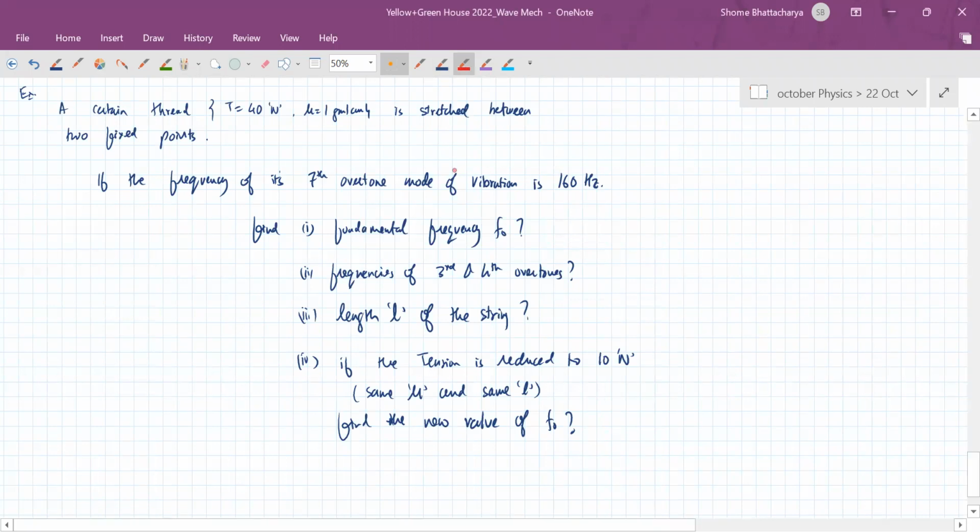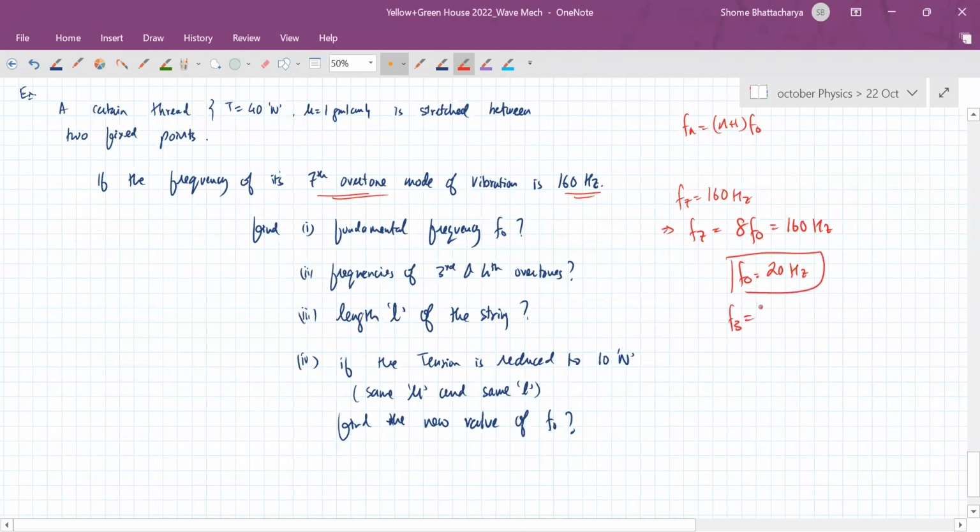Okay, so let's understand this. So first of all, seventh overtone is 160 hertz. So remember that the general formula is that nth overtone is n plus 1 times the fundamental. So seventh overtone will be 8 times the fundamental frequency, which is 160. So fundamental frequency is 20 hertz. That should be the first thing. So naturally, the third overtone will be 80 hertz, and the fourth overtone will be 100 hertz.